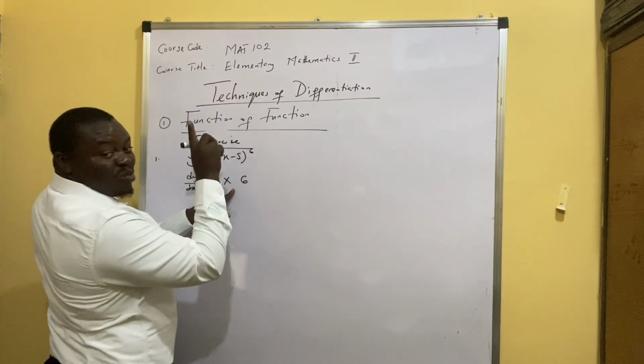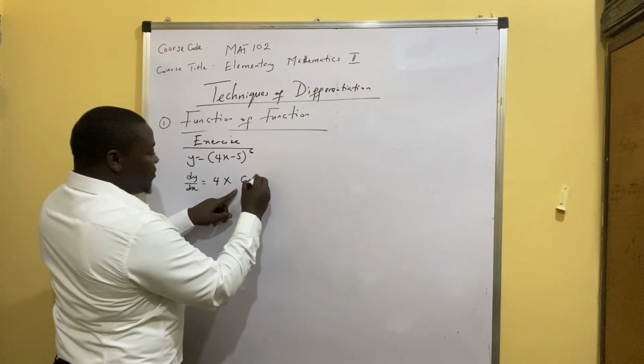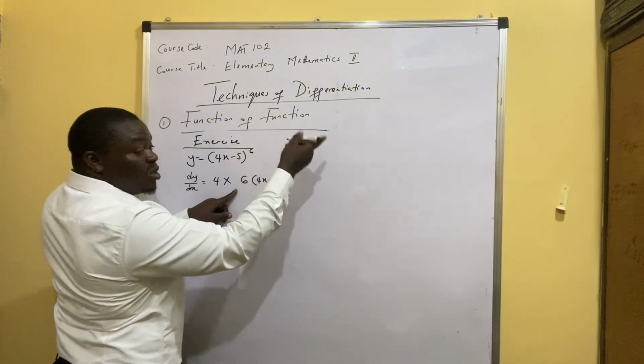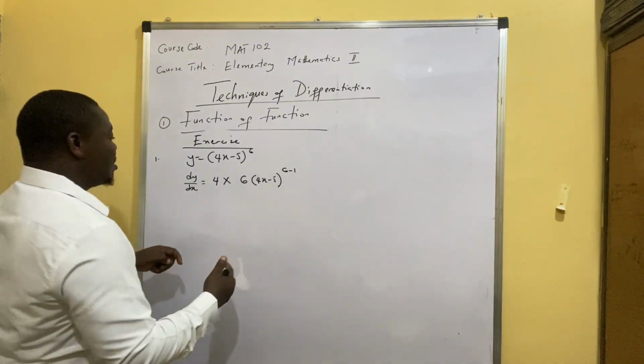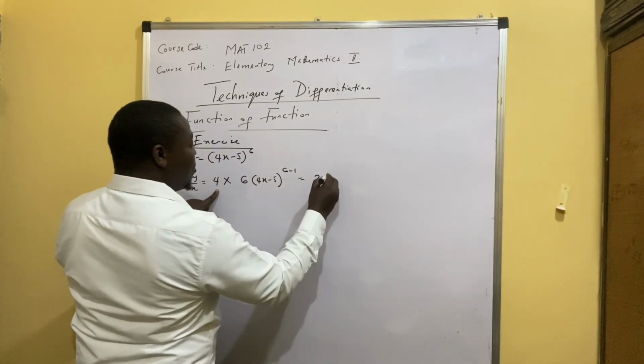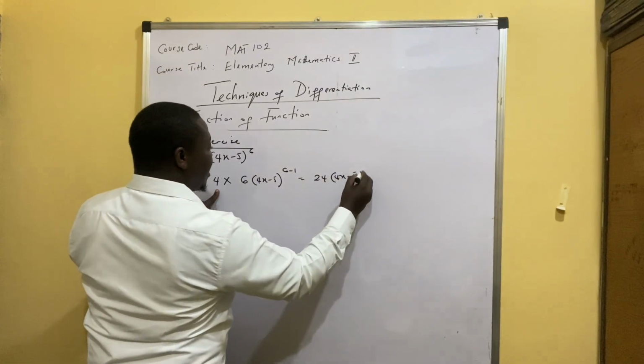We are taking this one as just one single x now. So we have open brackets 4x minus 5. Then what do we do to the power? We minus 1. Okay, good. And that is our solution. So we just need to simplify this. So we now have 24 open brackets 4x minus 5 raised to power 5.